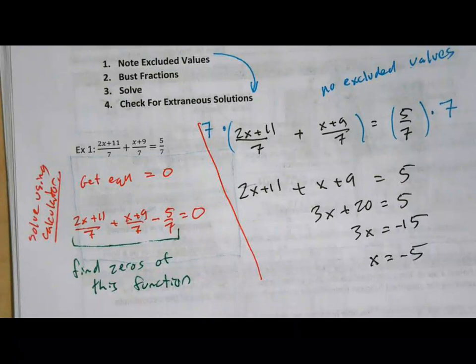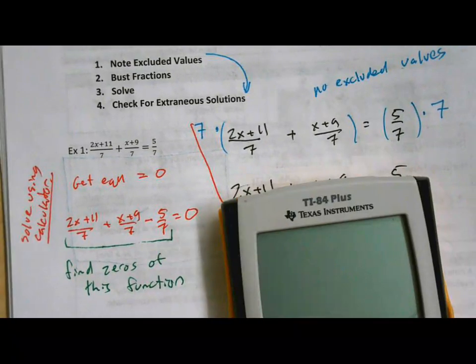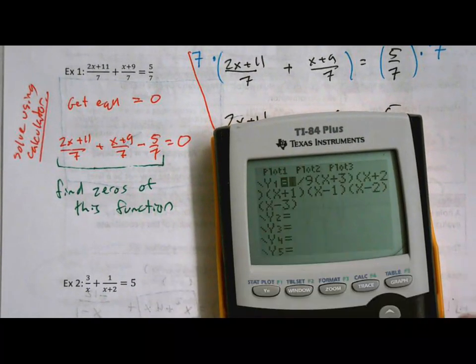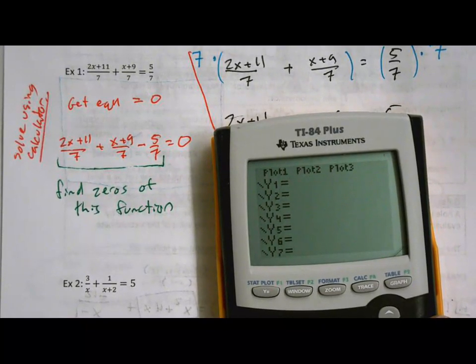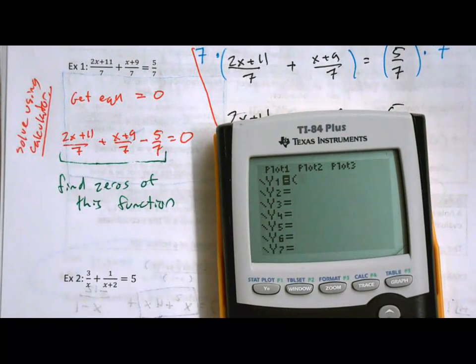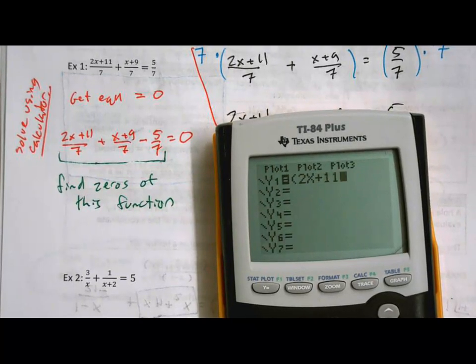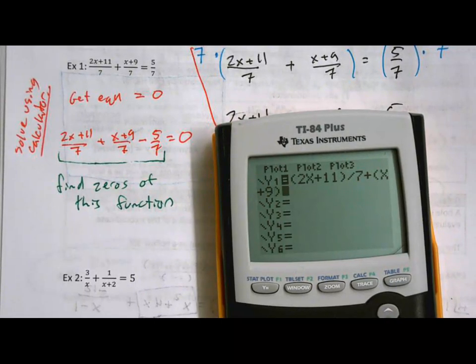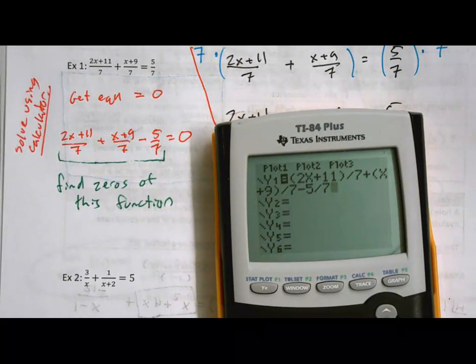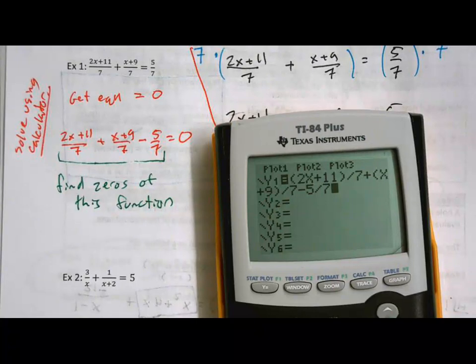We'll do this in the calculator. So we'll be using the graph to do this. So go to y equals, and we're just going to type in that side of the equation, the one that's not equal to 0. Be careful with your parentheses. We're going to graph this, and we're going to find the zeros.